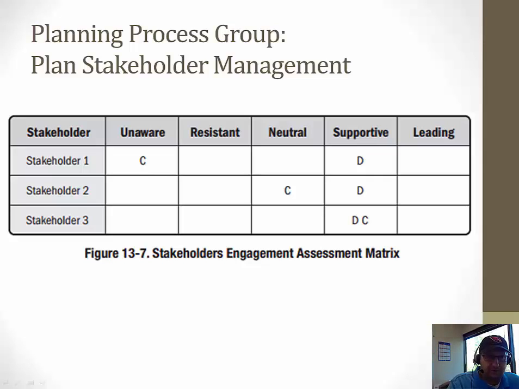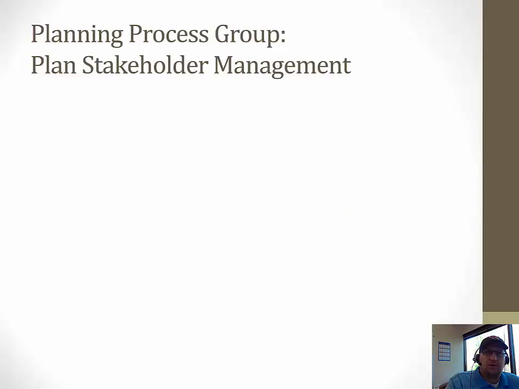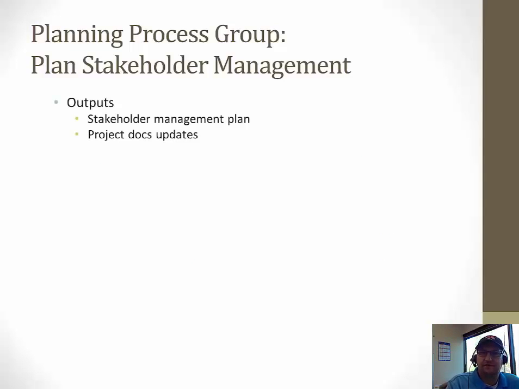In this example also, stakeholder 3 is at the desired engagement level, and stakeholders 1 and 2 are not, so they require further communications from us, additional actions to move them from their current to the desired level of engagement. Okay, so the output then is the stakeholder management plan, which again contains our agreed upon strategies for engaging stakeholders. Remember, the plan contains potentially sensitive information and distribution should be carefully controlled.